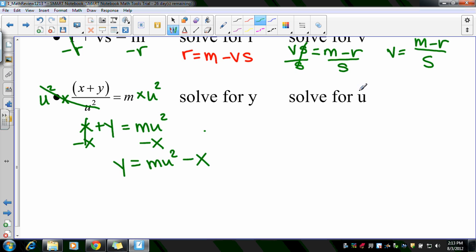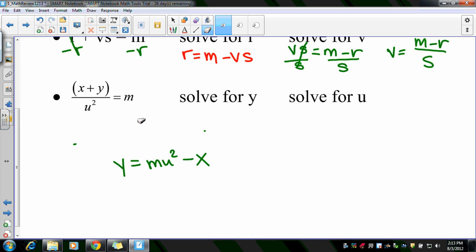So now let's do a fun one. Let's solve for u. And yes, you're going to need to be able to solve for the denominator at some point this semester and next semester as well. So let's go ahead and review it. Let's do purple. Purple's fun.